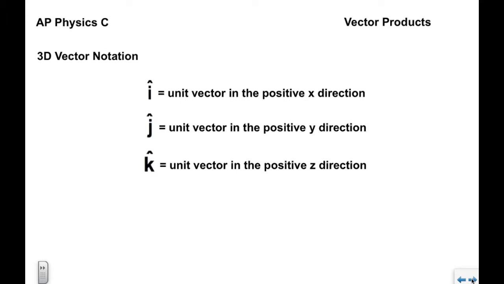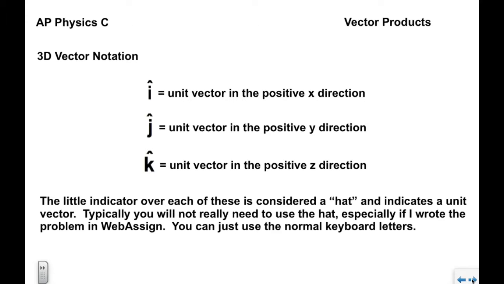Now, getting a little more detail for I, J, and K. I, J, and K refer to unit vectors in the X, Y, and Z direction respectively. I is the positive X direction, J is the positive Y direction, and K is the positive Z direction. The little indicator over each of them is considered a hat, and it does indicate a unit vector. I hat, J hat, K hat.